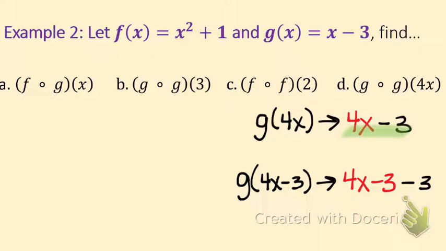Now, do you have any like terms for part D for that one? Is there anything we can do? We can combine our -3, so your final answer would be 4x minus 6.